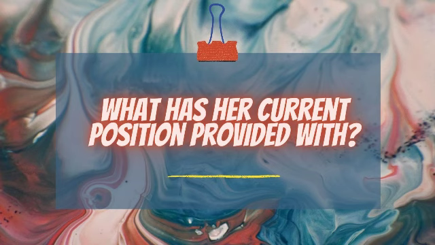Next one. What has her current position provided with? Apa sih maksudnya bagian ini, Miss? It sounds a little bit weird. Well, what has her current position provided with can be the same with please mention one qualification of Lilis. Jadi, maksud dari soal yang ini adalah posisinya sekarang itu memberikan dia benefit apa?